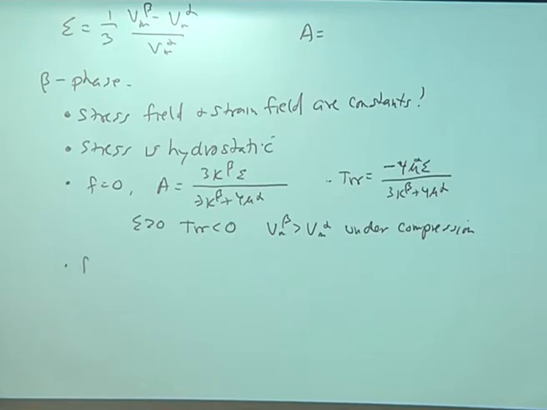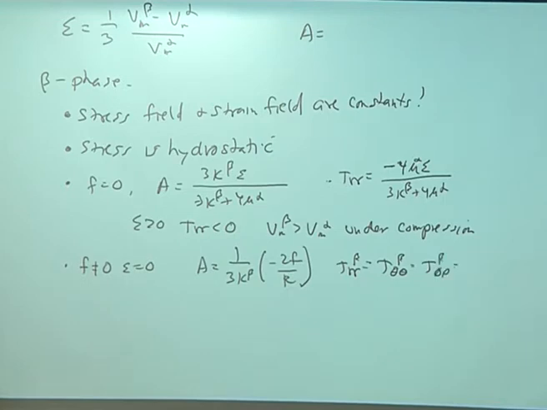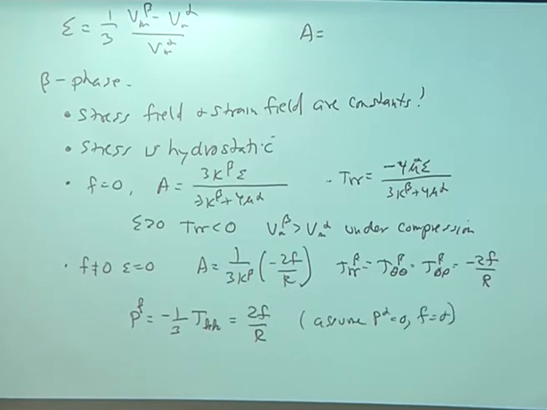If you consider the case that was asked before, where F is not equal to 0 and epsilon equals 0, so this is the case where you only have surface stress, then A is going to be equal to minus 2F divided by R, and TRR is F over R. The pressure inside is what you'd expect: it looks exactly like the Laplace equation, assuming F equals sigma.